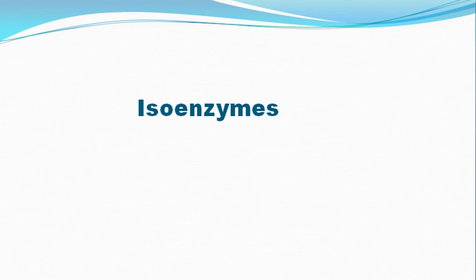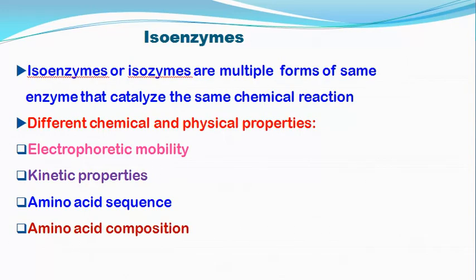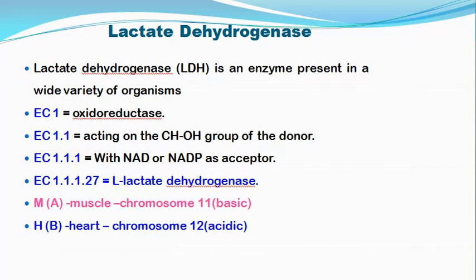Isoenzymes have different chemical and physical properties. Isoenzymes or isozymes are multiple forms of the same enzyme that catalyze the same chemical reaction. They have different electrophoretic mobility and different kinetic properties, and the amino acid sequence and amino acid composition may differ.